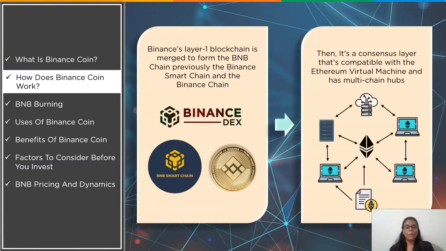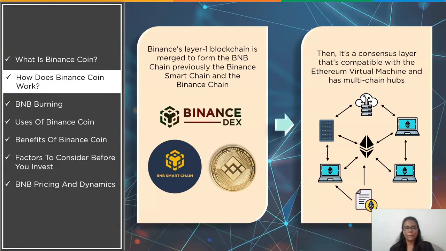Binance Layer 1 blockchain is merged to form the BNB chain, previously the Binance Smart Chain and the Binance Chain. Binance designed the blockchain for best performance when it comes to trading on-chain when building the BNB chain, and Binance DEX is also based on this newly developed chain. Furthermore, BNB chain transactions are powered by the BNB gas token, which stands for Build and Build, previously also known as Binance Coin.